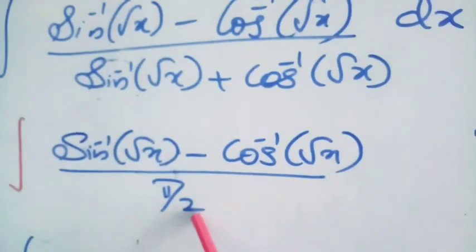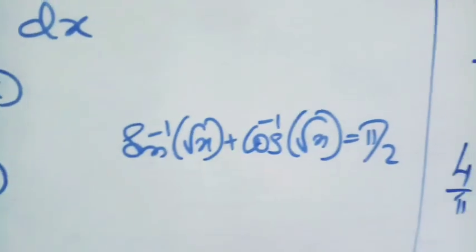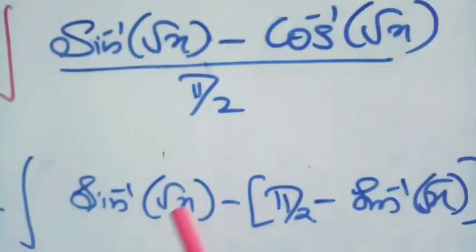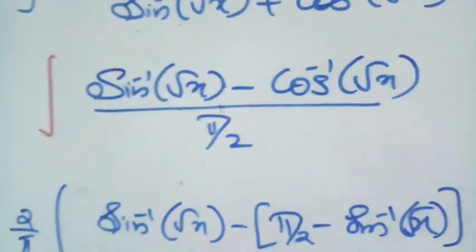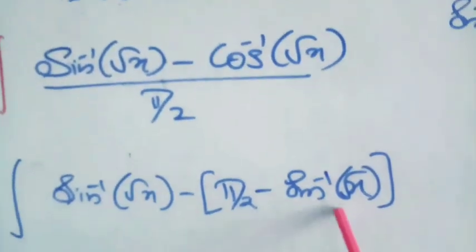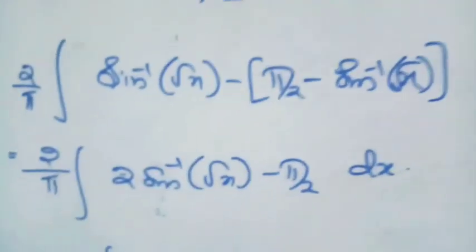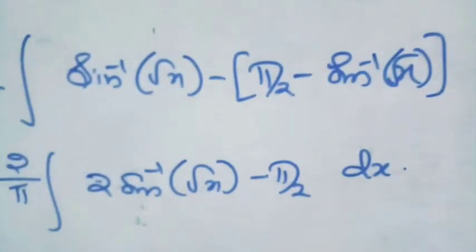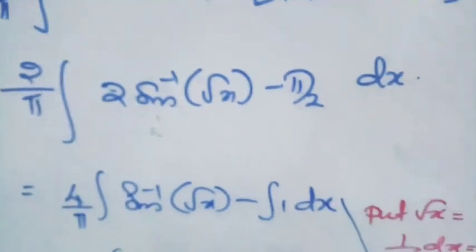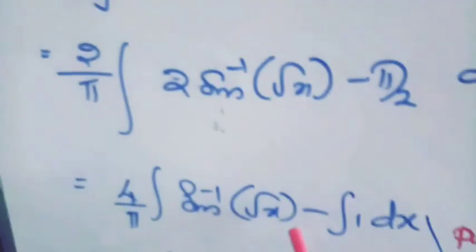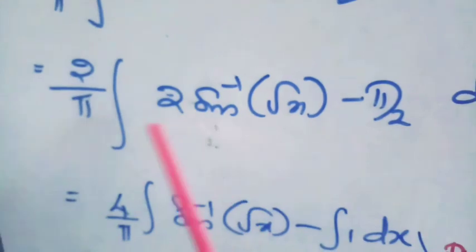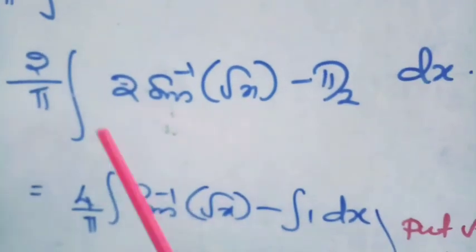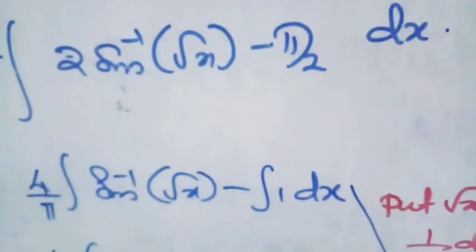You substitute pi by 2 for that. And this is a formula: sin inverse root x plus cos inverse root x is equal to pi by 2. Again, we can write the numerator using the same formula. You write it as 2 by pi, sin inverse root x minus pi by 2 minus sin inverse root x. So the first expression becomes 2 sin inverse root x minus pi by 2 along with 2 by pi. Now you multiply that 2 by pi inside the bracket, you will get 4 by pi sin inverse root x, and this pi and 2 will be cancelled, so it is minus 1 dx.